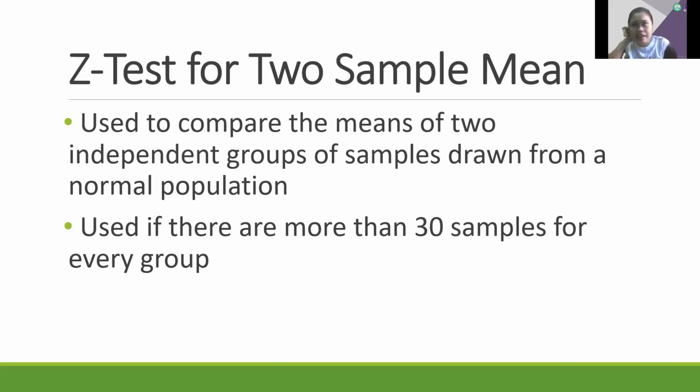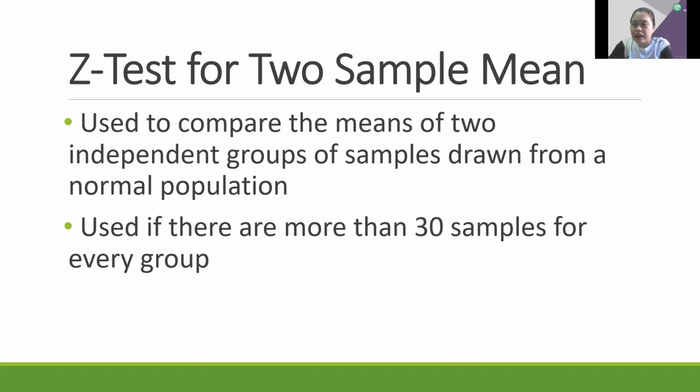And just like the z-test for one sample mean, this is also used for more than 30 samples for every group. Okay, take note, for every group we should have 30 samples here. And this is also a parametric test, which means that we have to satisfy first the assumptions before we can really use the z-test. So what are those assumptions again?